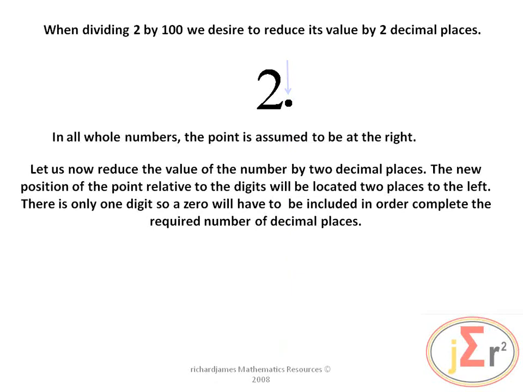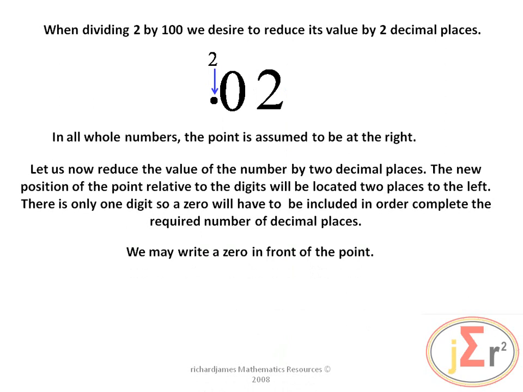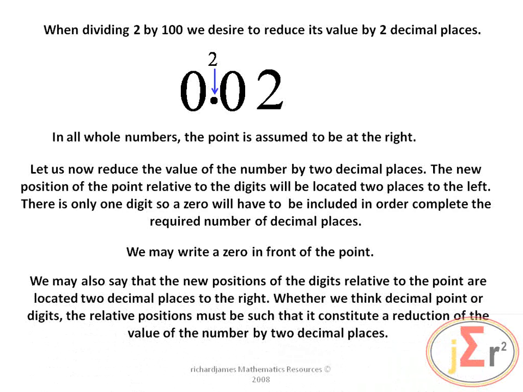So it will be located 2 decimal places. We have to put a 0 now. 2 decimal places to the left relative to the position of the digits. And of course, we may write a 0 in front of the point right there. We may also say that the new position of the digits relative to the point are located 2 decimal places to the right. Whether we think decimal point or digits, the relative position may be such that it constitutes a reduction of the value of the number by 2 decimal places.